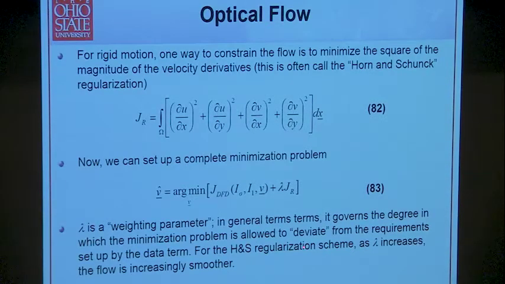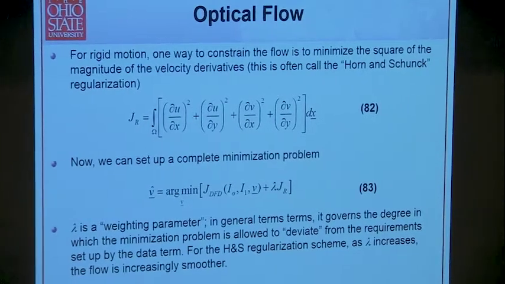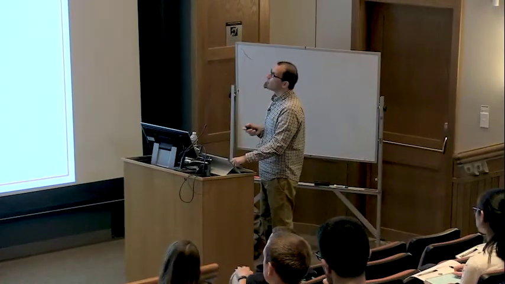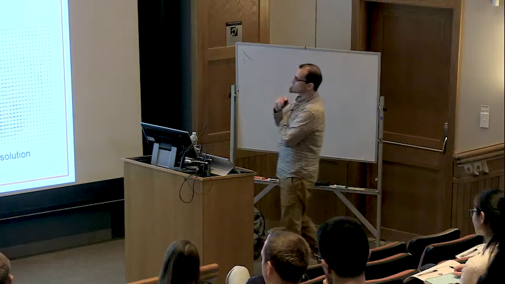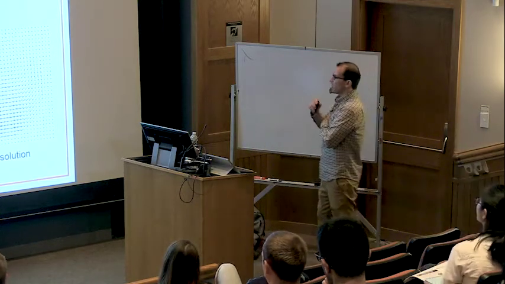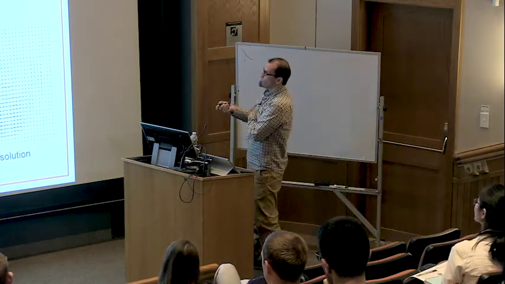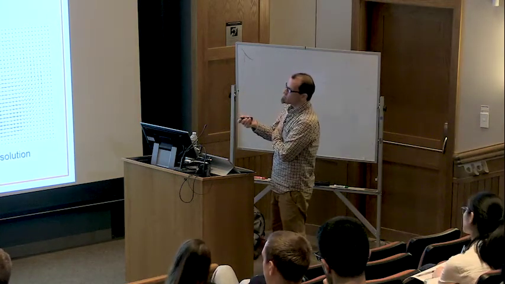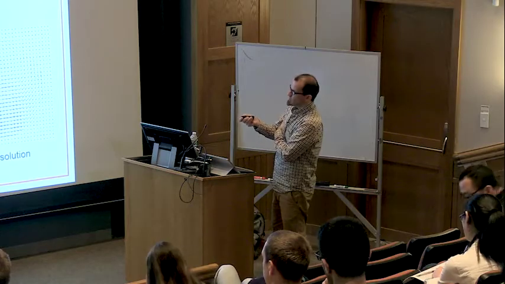So really what we can see here is that if I'm minimizing the gradients in the flow field, I'm smoothing out everything. So for the Horn and Schunck regularization, as lambda gets large, the flow becomes increasingly smoother. So for rigid motion, this isn't bad. This is, again, back to the Horn and Schunck paper. These were synthetic spheres that were tilted to the viewer, and they're allowed to rotate, and we want to get what the motion is.